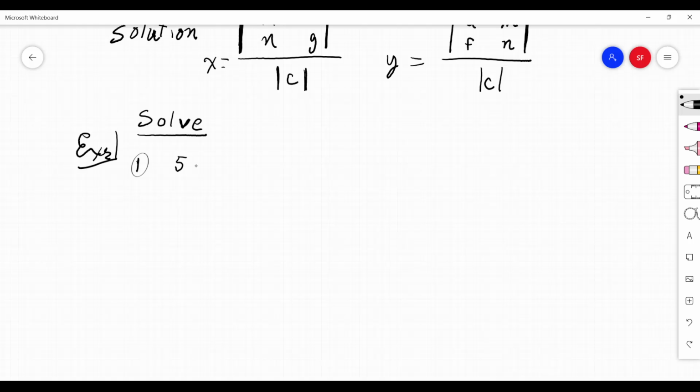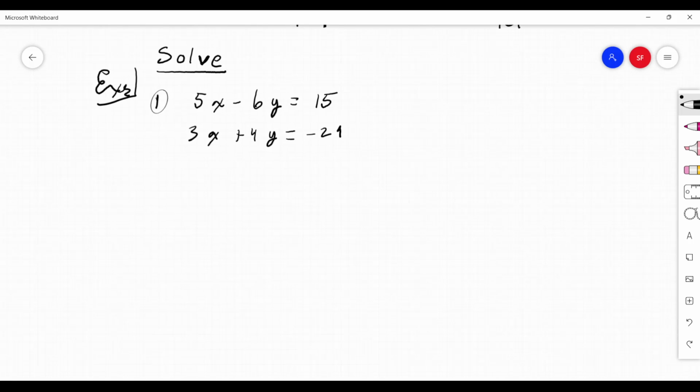So we're going to solve the system 5x minus 6y equals 15, and 3x plus 4y equals negative 29. Our first step to solving it with Cramer's rule is we find the determinant of our C matrix, because we're going to reuse that for every term. The determinant of C is the determinant of 5, negative 6, 3, 4. It is, in fact, negative 29 on the second.